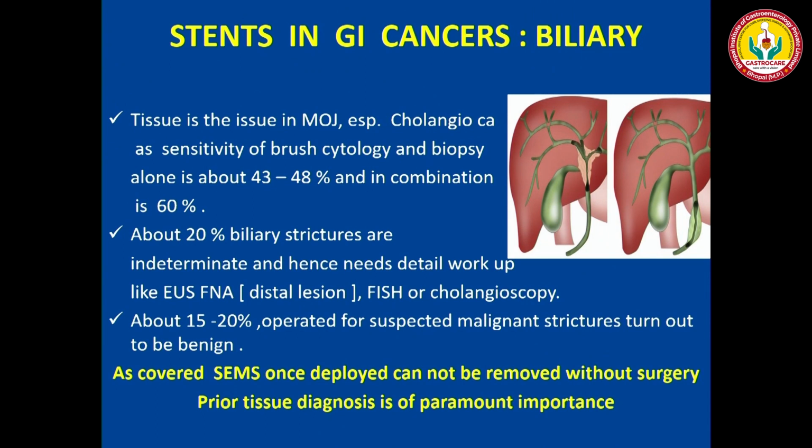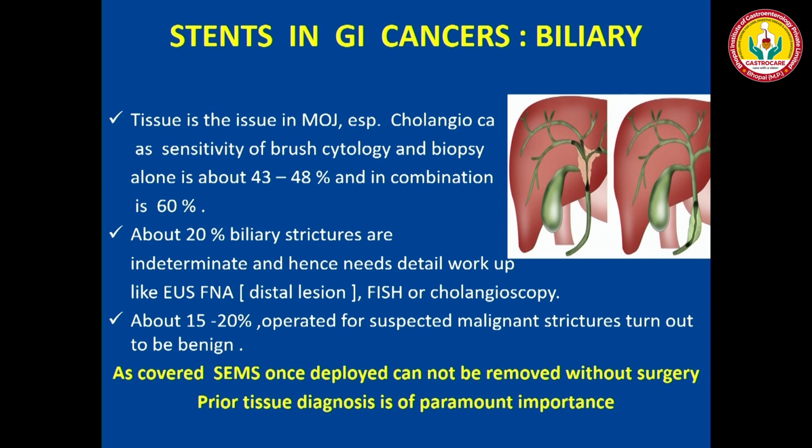In patients who have cholangiocarcinoma, tissue is the issue. In the majority of patients who have malignant obstructive jaundice, tissue is the issue. Cytology and biopsy alone have a sensitivity and specificity of about 45 to 48%, and in combination you can pick up the diagnosis in about 60%. 20% of biliary strictures are indeterminate, and hence a detailed workup like EUS-FNA in case there is a distal lesion, or FISH or cholangioscopy might be needed.